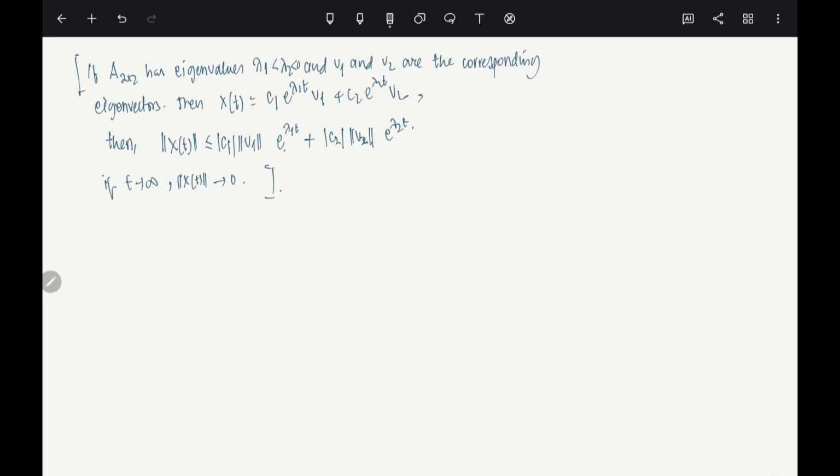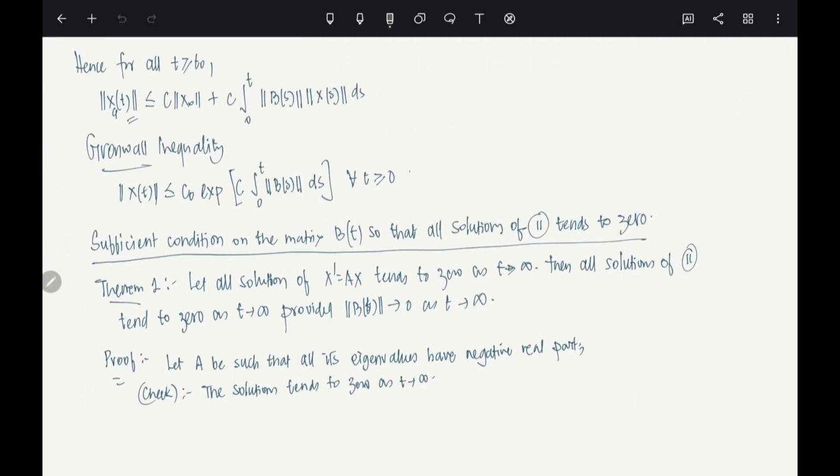Fine. So what do we have? We have the matrix A, which has eigenvalues with negative real part, that is fine. Then you can say that all solutions tend to 0 as t tends to infinity. That is given to us.